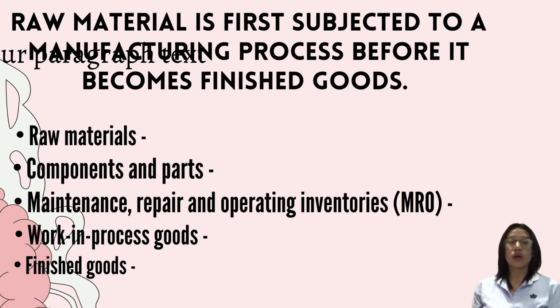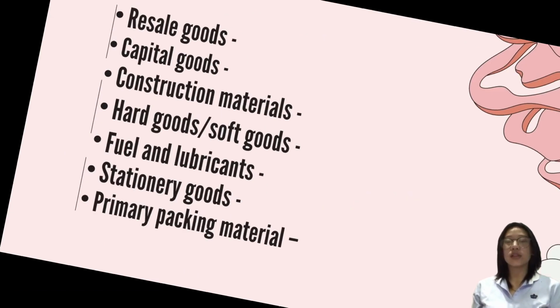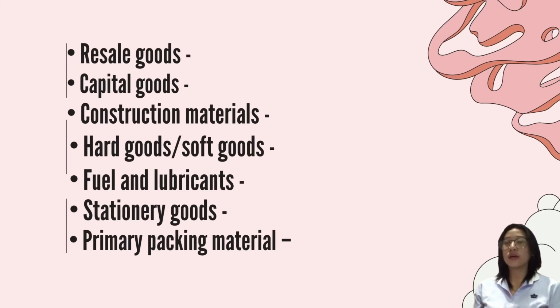1, raw materials; 2, components and parts; 3, maintenance, repair, and operating inventories; 4, work in process goods; 5, finished goods; 6, resale goods; 7, capital goods; 8, construction materials; 9, hard goods and soft goods; 10, fuel and lubricants; 11, stationery goods; 12, primary packing materials.